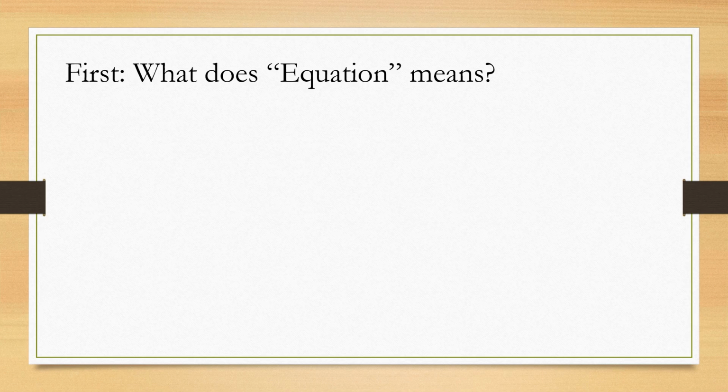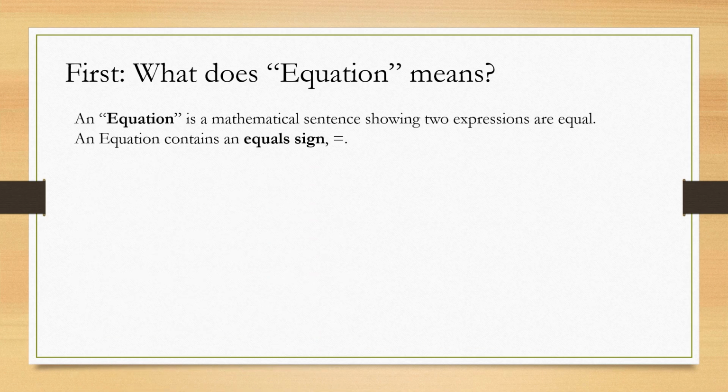First, what does equation mean? An equation is a mathematical sentence showing two expressions are equal. An equation contains an equals sign. So, an equation is a mathematical sentence containing two expressions that are equal, and the equation contains an equal sign, and this is the equal sign.